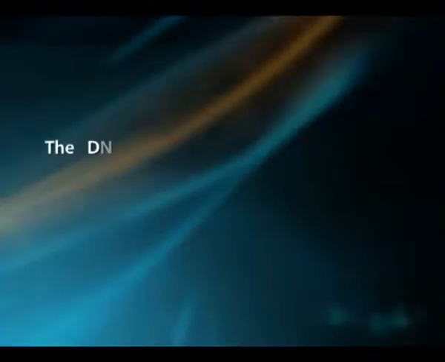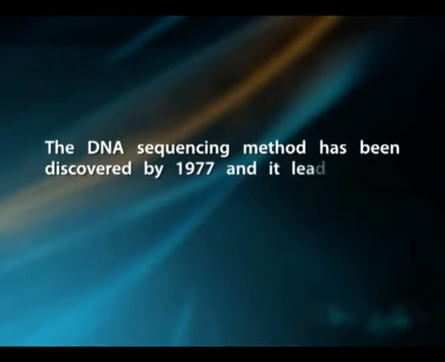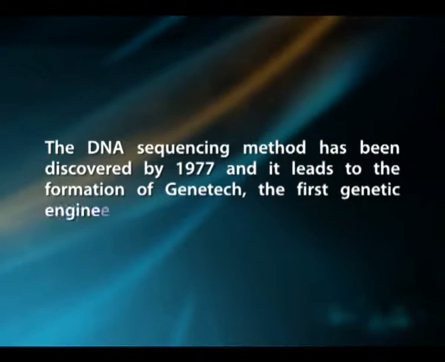Agarose gel electrophoresis of DNA by Joseph Sambrook and the DNA cloning by Herbert Boyer and Stanley Cohen were the two main events happened in 1973. The DNA sequencing method has been discovered by 1977 and it leads to the formation of GeneTech, the first genetic engineering company. Dr.